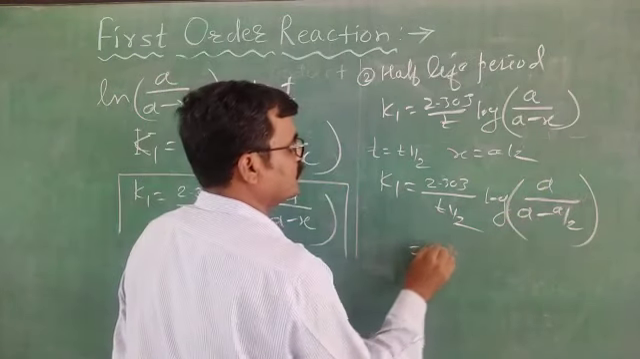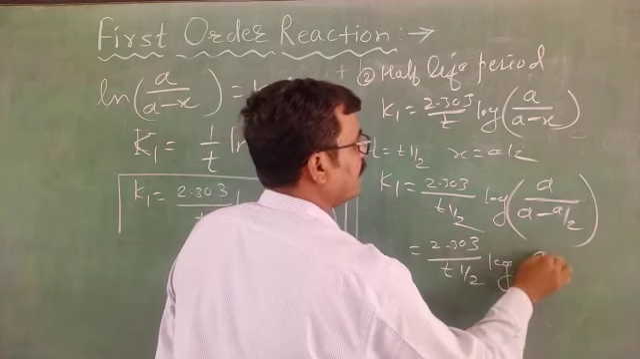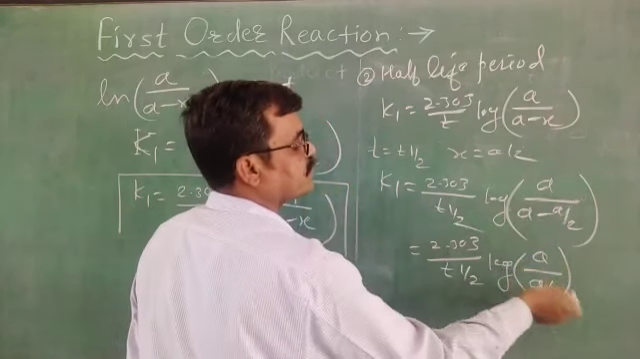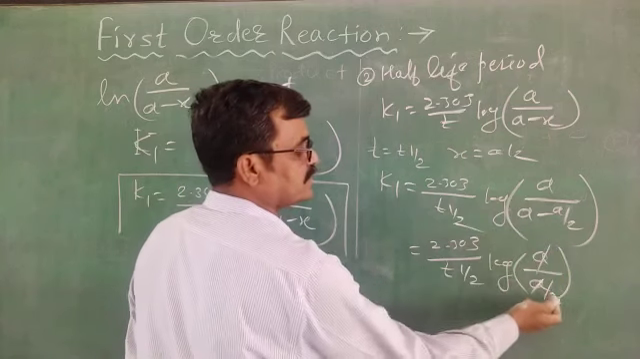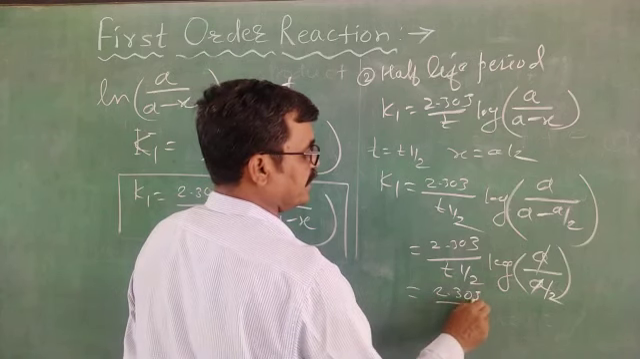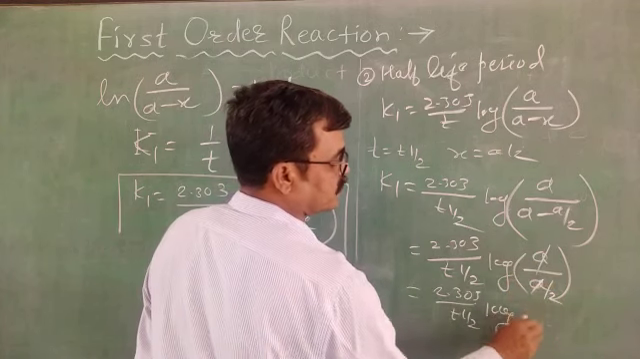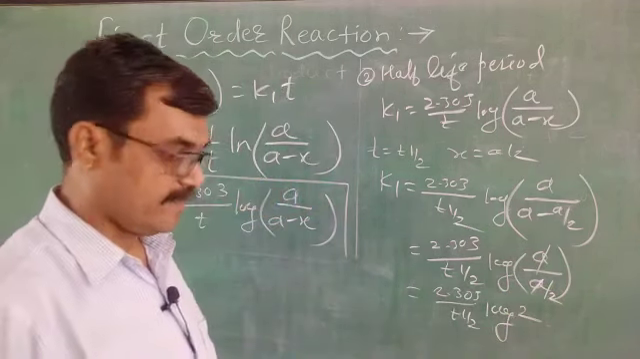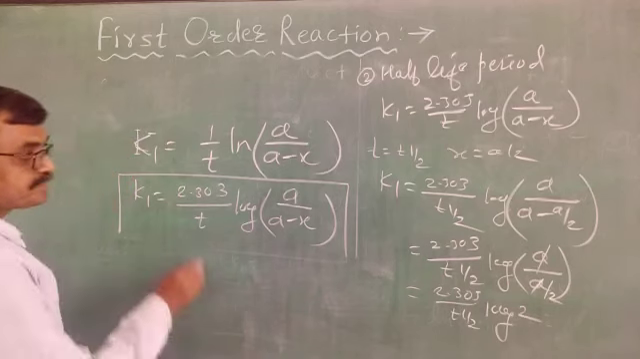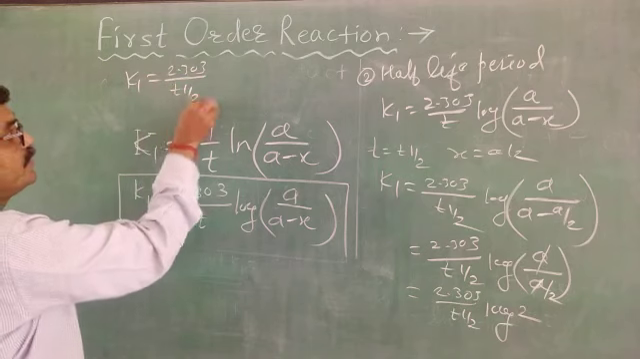Now a minus a/2 means a/2. Now a gets cancelled, this is 1/2, that's why it will be 2.303 upon t half into log to the base 10 of 1 upon 1/2, that is log 2. Now further we solve it, then you will get k1 is equal to 2.303 upon t half log 2.